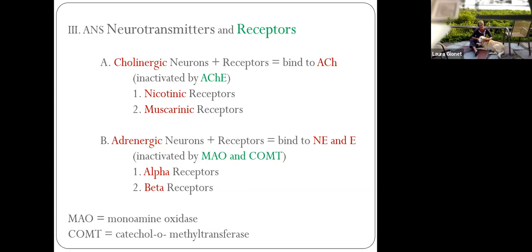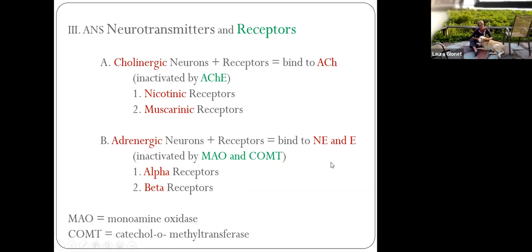All right, so we're going to talk about the difference between some of the terms for receptors for acetylcholine and norepinephrine and epinephrine. Cholinergic receptors respond to acetylcholine. They're inactivated or degraded by acetylcholinesterase. And we have two types of receptors, nicotinic and muscarinic receptors, and we're going to talk about those in just a minute. But acetylcholine, cholinergic receptors, two classes, nicotinic and muscarinic, are two completely different types.